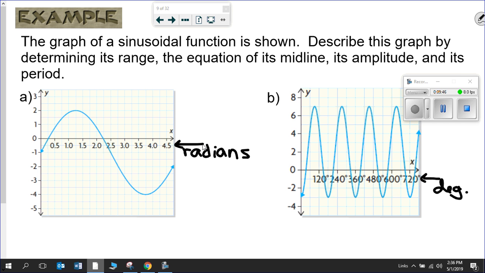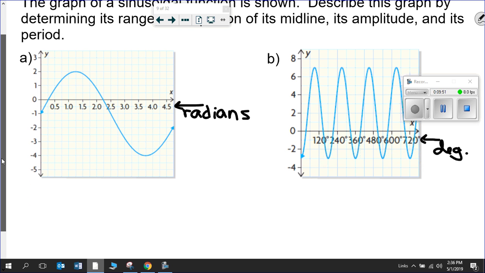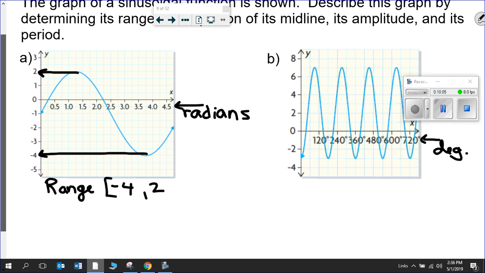So now let's go through the different characteristics it wants. First thing it wants is range. If you remember from the last unit, range is bottom to top. Bottom of this graph is at -4. Top of this graph is at 2. It does touch -4, so square bracket. It does touch 2, so square bracket.